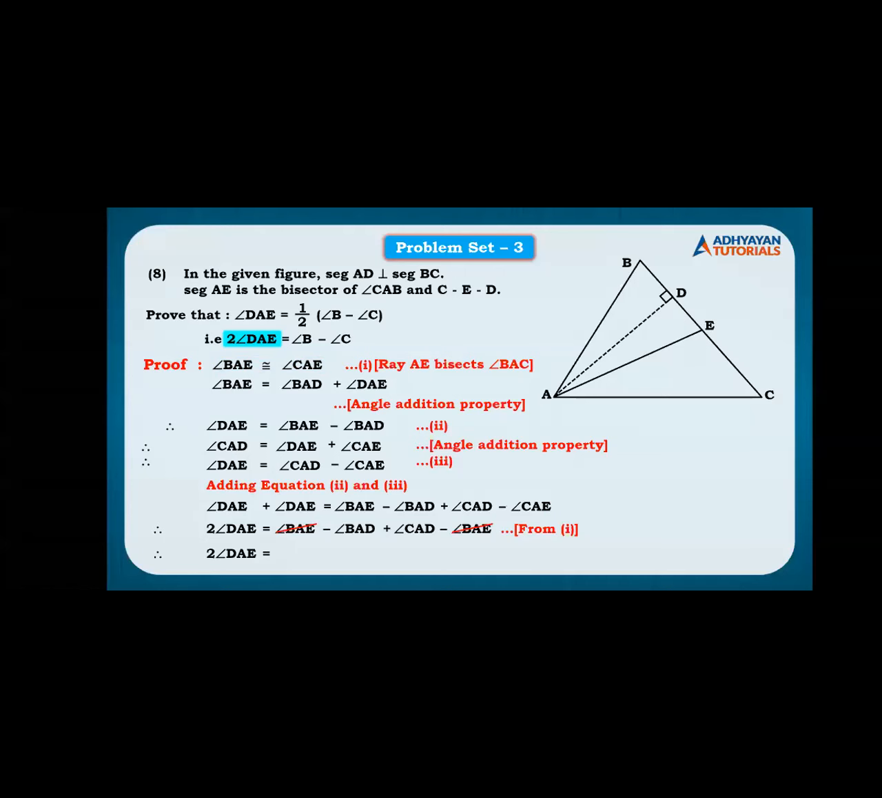Children, I want you all to copy this much and then I'll be moving ahead. The figure is there in the textbook, don't worry. Just write down problem set question 8, and copy the proof which is right in front of you.